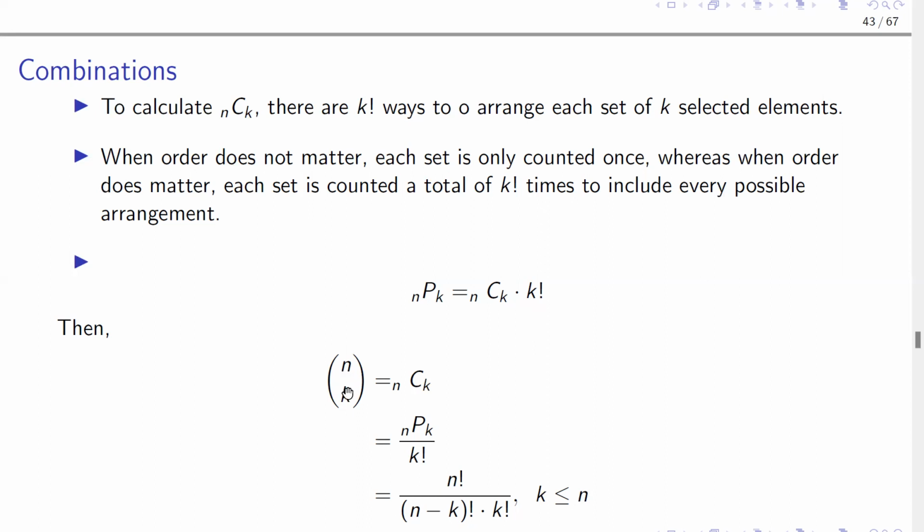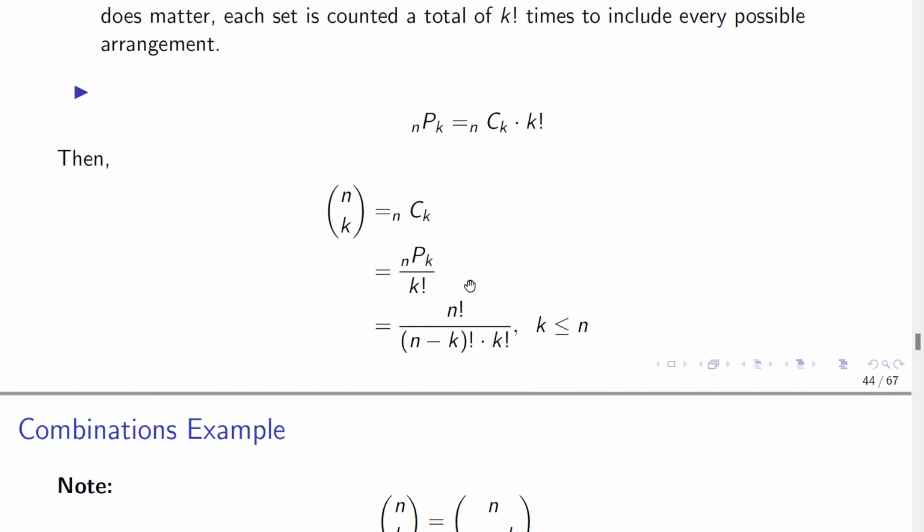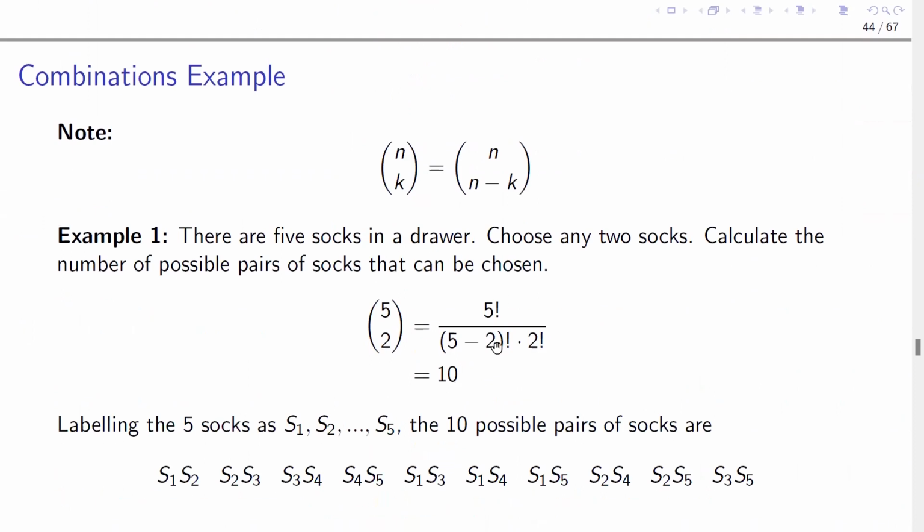So we are saying that n choose k is equal to n P k all over k factorial, which is we divide both sides here by k factorial. And then further, we know that n P k is n factorial over n minus k all factorial. So you simply multiply by the k factorial we have introduced there, given that k is less than or equal to n. Let's take note that under combinations, n choose k is the same as n choose n minus k.